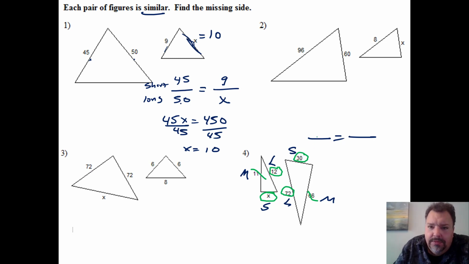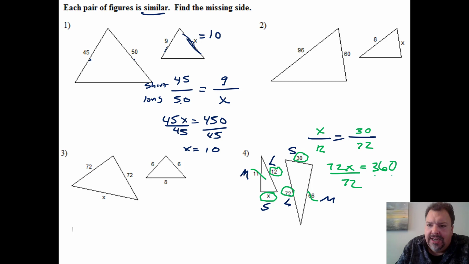Let's do small to large. So we can set up x over 12. And then we want this to be small to large, so what's going to go on top? It's got to be the 30. And what's going to go on the bottom? It's going to be 72. And now we can multiply this. We have 72 times x equals 3 times 12, which is 36, times 10. That's going to be 360.